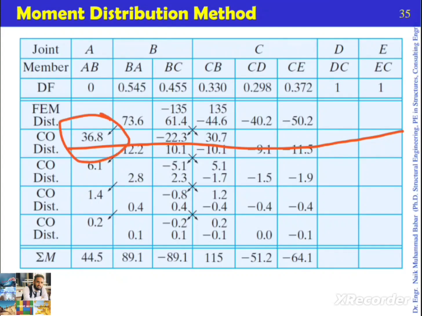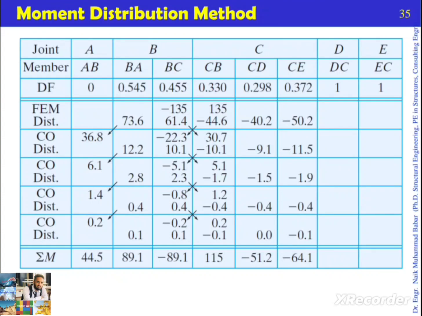Take the opposite of this value, which is minus 36.8, and multiply with the distribution factor. We will calculate the distribution moment, which is 0. Multiply minus 36.8 with this distribution factor, which is 0.